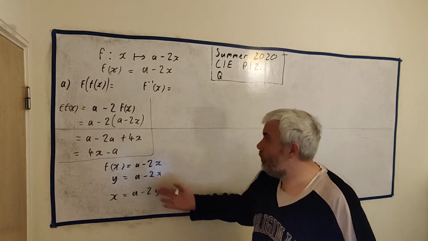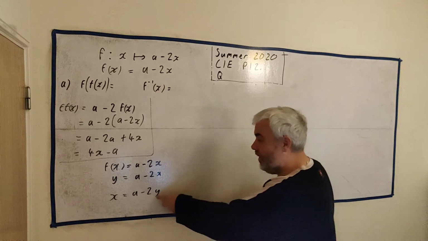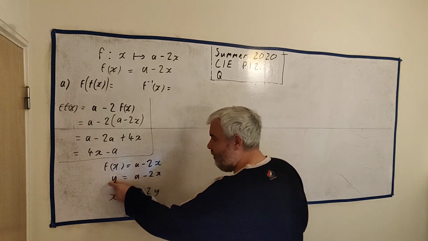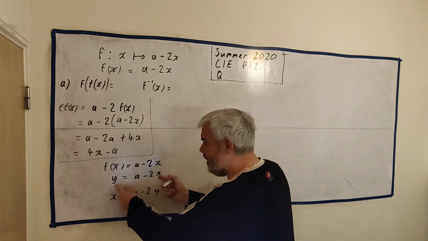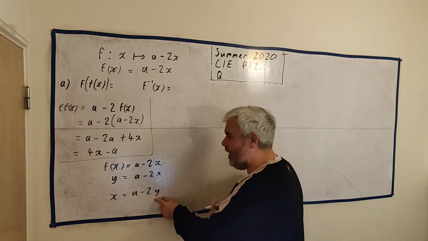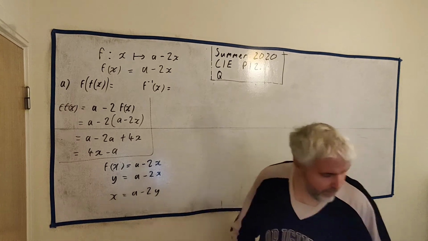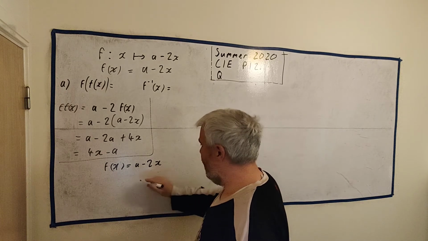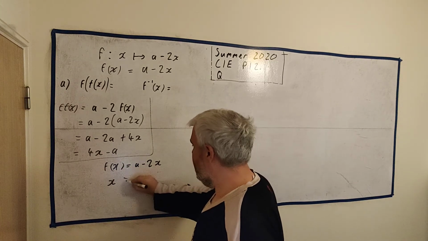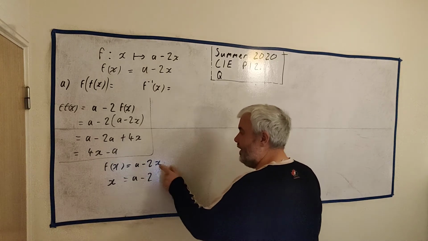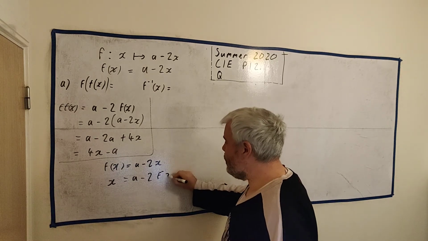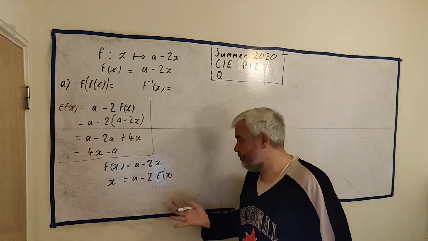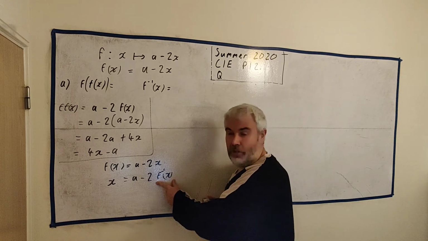Except it doesn't look pretty. We don't have this on its own. This is now y, because again, we just replaced it. Let me do it with just f of x. If I replace these, x becomes equals a minus 2, and instead of x, I'm going to put f of x. But the act of switching them around has now made this an inverse. And that's it. We just need to get this on its own now.